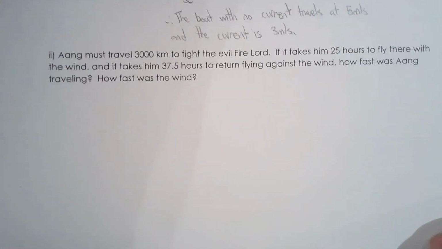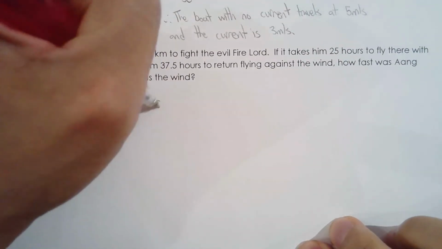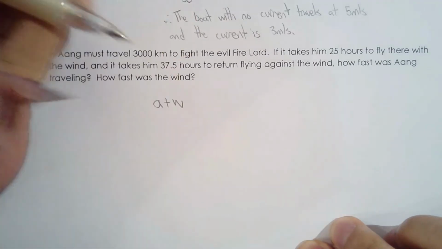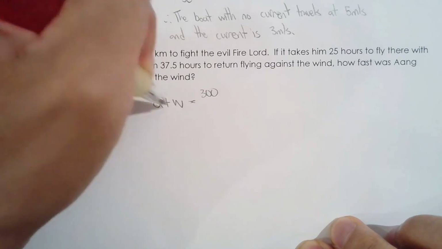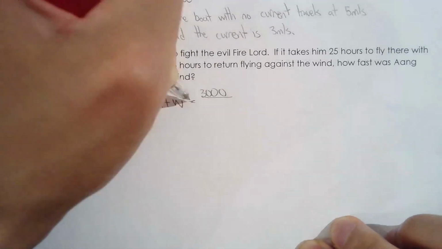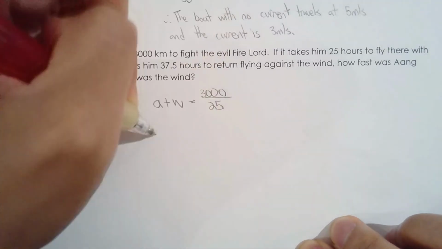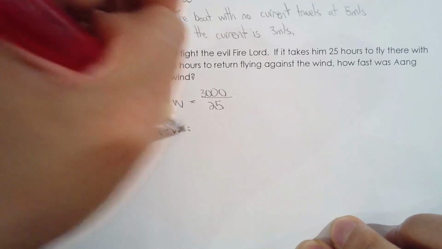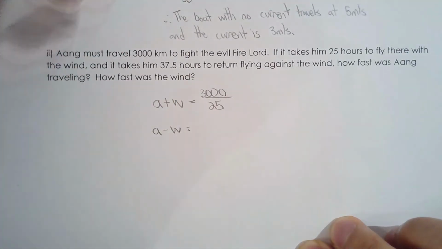Okay, one more here. Aang travels 3,000 kilometers to fight the evil Fire Lord. It takes him 25 hours to fly there with the wind and 37.5 hours against the wind. So we have Aang with the wind. It's going to be 3,000 kilometers. Speed equals, this is the combined speed when he's going with the wind, distance over time. Now if he's going against the wind, we subtract the wind, it's going to be 3,000 over 37.5.